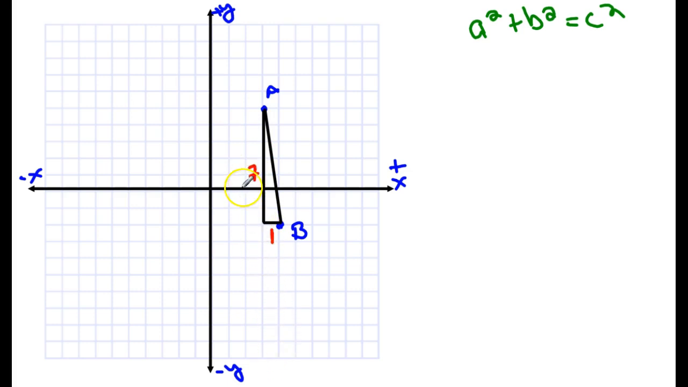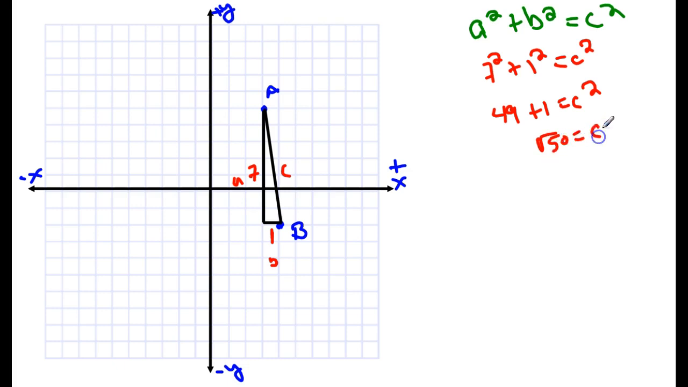And so now we'll call this little side a, and this is little side b, and the hypotenuse, remember, is always by itself in the Pythagorean Theorem. That's c. And so now we can say 7 squared plus 1 squared is equal to c squared. 7 squared is 49, plus 1 equals c squared. So the square root of 50 is equal to c. And once again, we're going to get 2 square roots of 5 when we put it in simplest radical form.